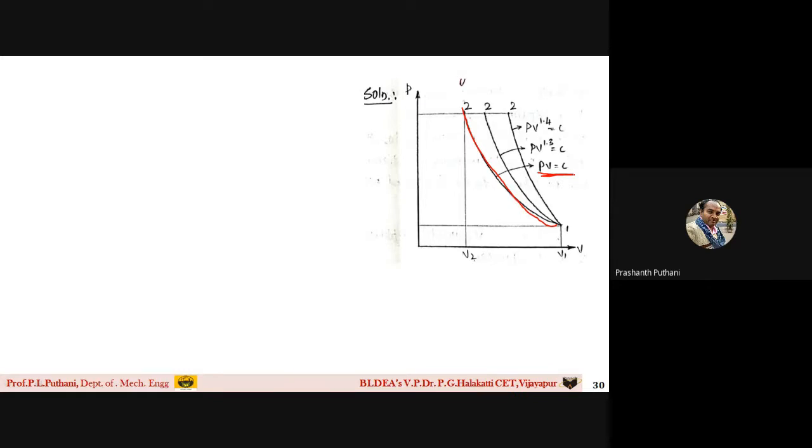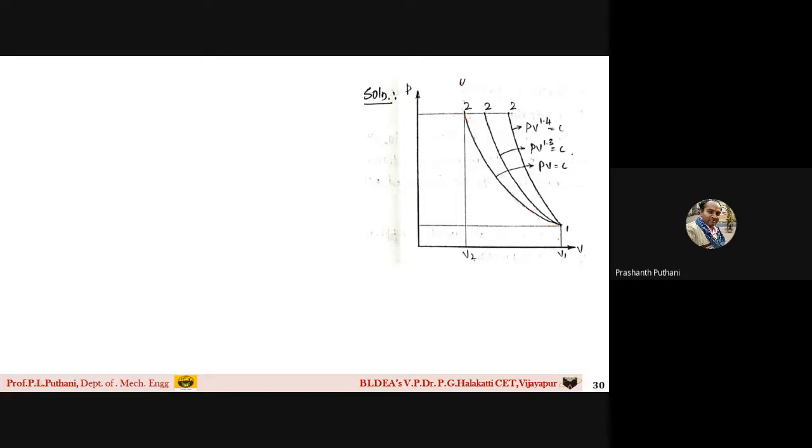Is my screen visible to you clearly? So what is PV equal to C representing to you? You can zoom your screen also. If you zoom your screen, it is visible to you clearly again. What is PV equal to C? Yes, anybody? It is representing an isothermal process. PV is equal to C, as we have discussed just now.